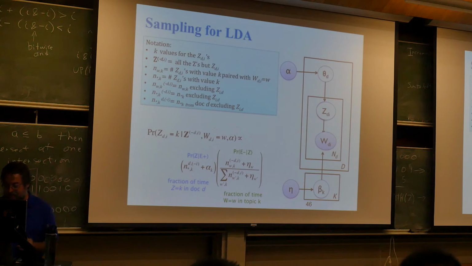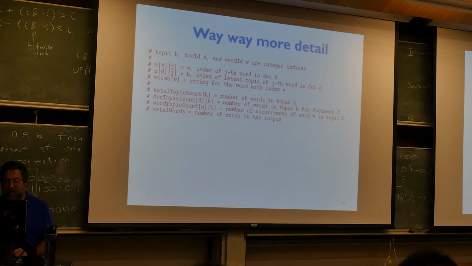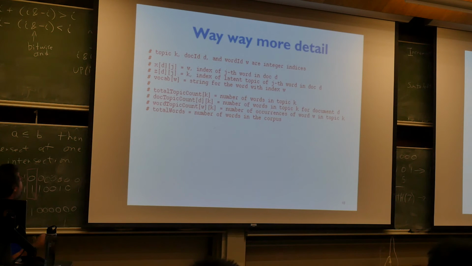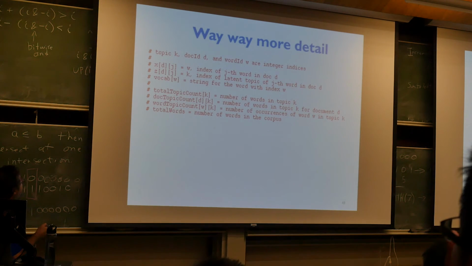This is all the math. Let's talk about this in even more detail. I like getting down to the level of an actual implementation. So here's an actual implementation. Disclaimer: this is a terribly slow implementation. You don't want to use this. This is really just for the purpose of exposition, but it maybe gives you an idea of what you want to do. So a topic will be K, a document ID will be D, and a word ID will be W. Those are all going to be integers.